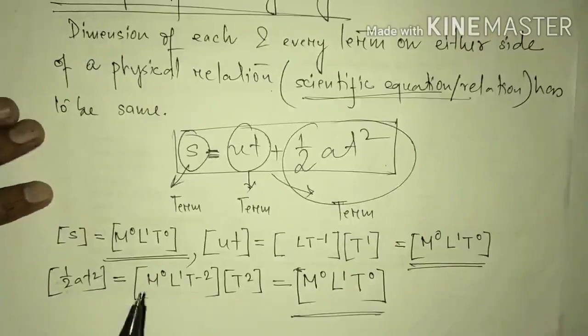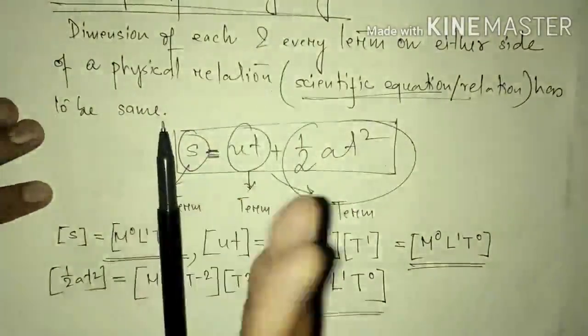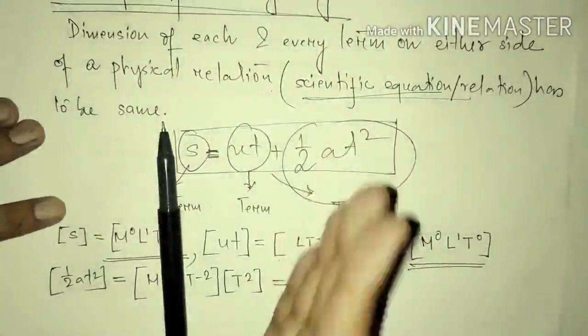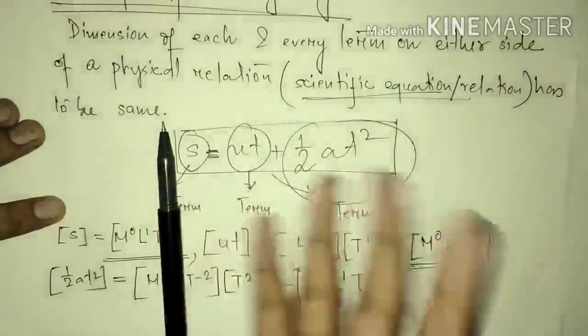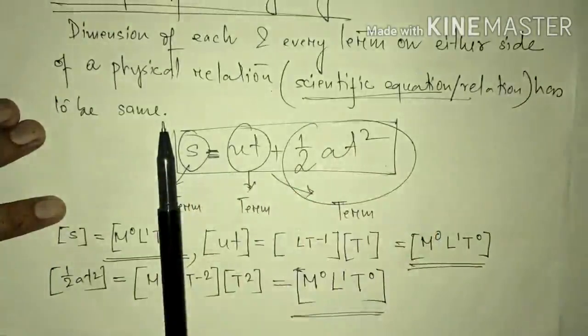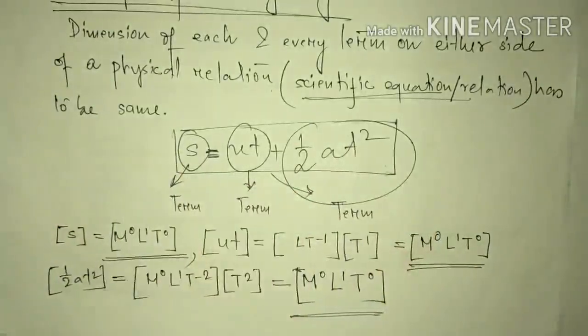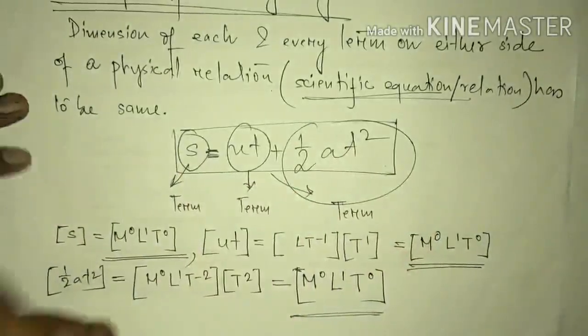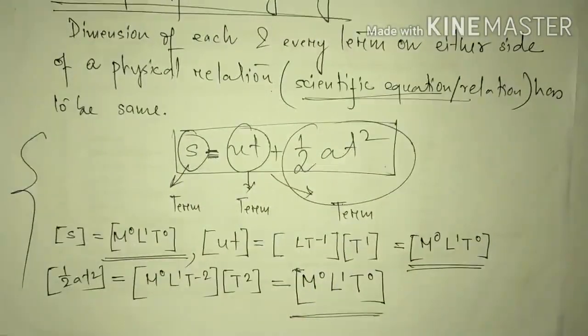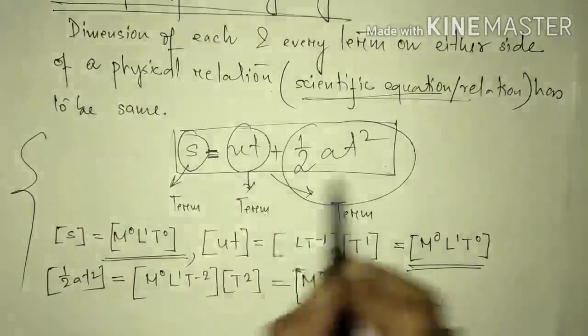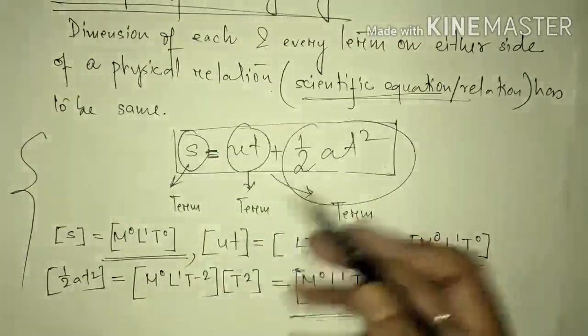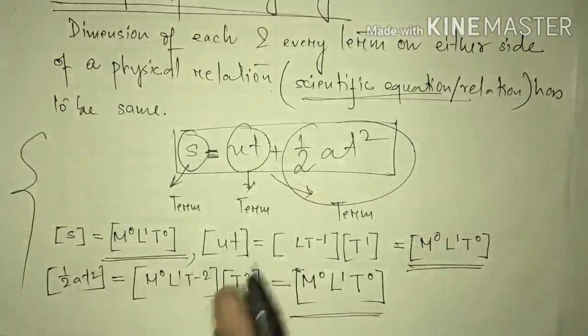So this is what is being said by the principle of homogeneity. It says that if we have a correct scientific equation, then each and every term on either side of the equality sign must have the same dimension. So this is what is meant by the principle of homogeneity. Now here you have seen one of the advantages of knowing the dimension of any physical quantity. So I can say the dimensional formula helps us to check the correctness of a physical equation. If we want to check the correctness of a physical equation, this is the way.